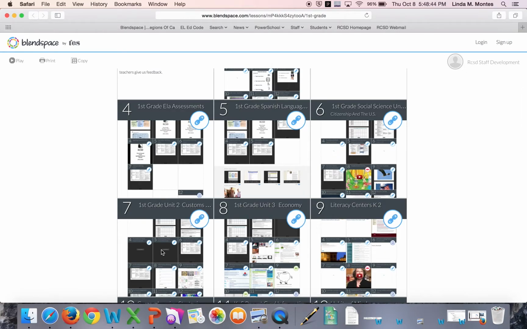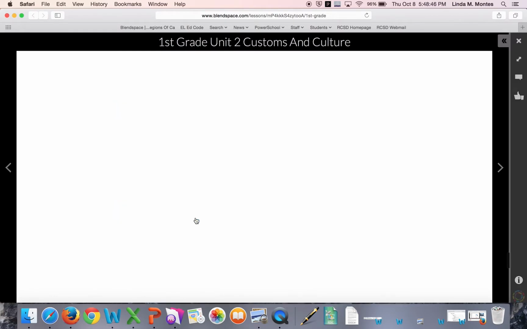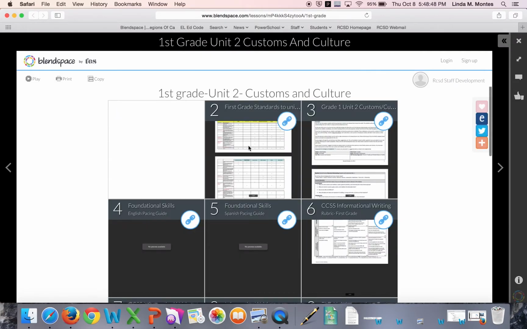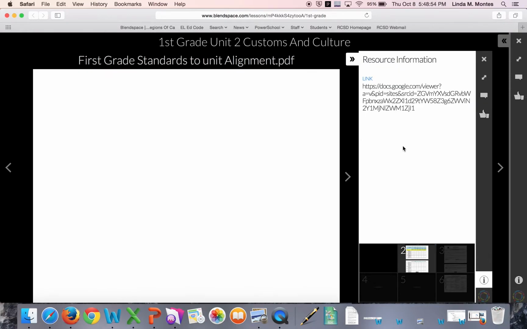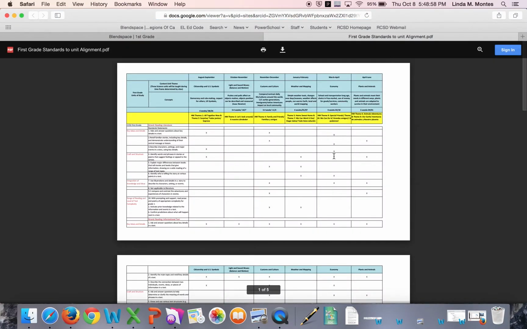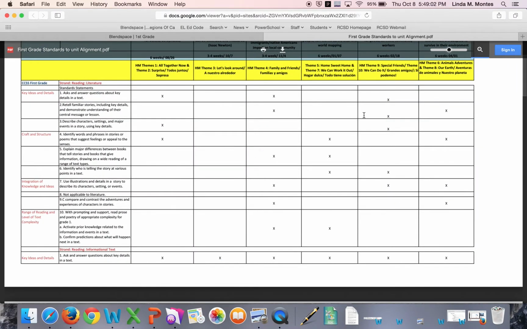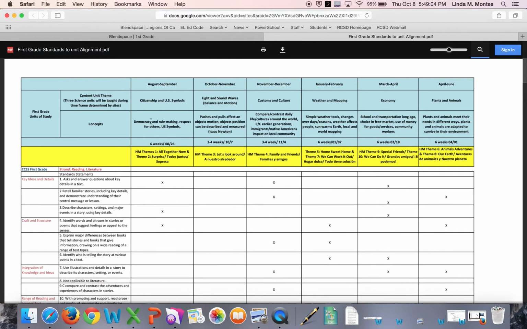In any of these units of study, you click on that link, you'll be able to see the standards to unit alignment. So here's an example, and if this happens, click on the eye, click on the link that appears, and it'll go directly to your page. You can blow that up a bit so you can see it. This is the exact same document. All of the units outlined for the year are here, and each of the units have aligned standards.